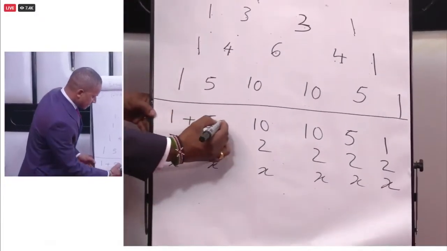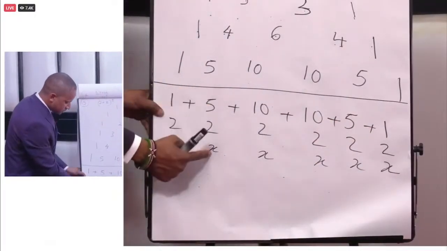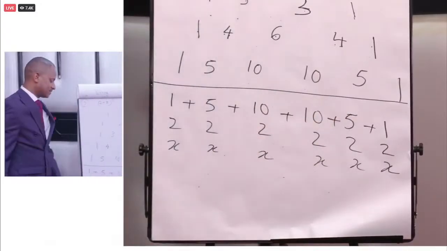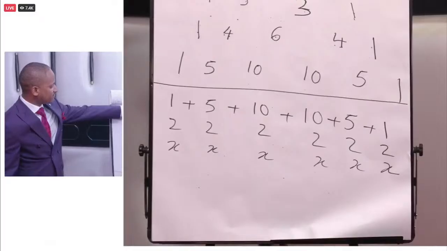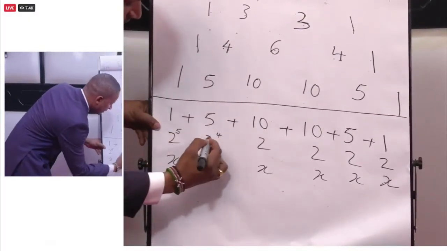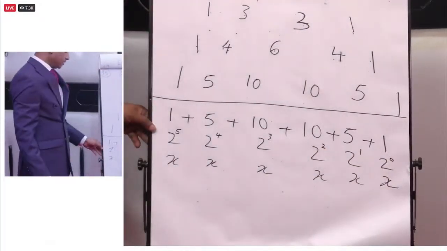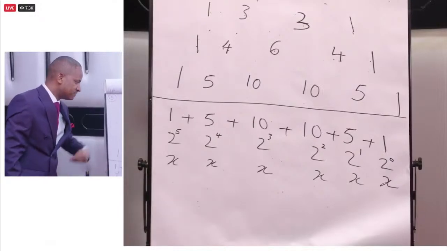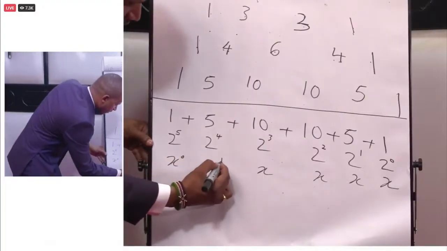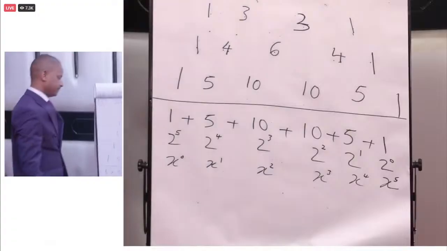Then you simply add them. Products, add. So you multiply this, you add to this. You multiply this, you add to this, like that. So this 2, because we have power 5, starts from power 5 in a descending order: 5, 4, 3, 2, 1, 0. But x starts from 0 in an ascending order: 0, 1, 2, 3, 4, 5.